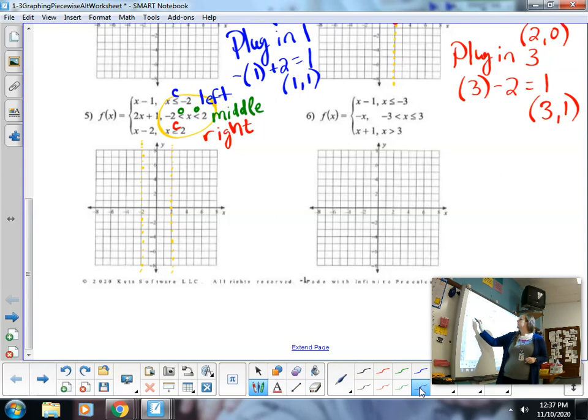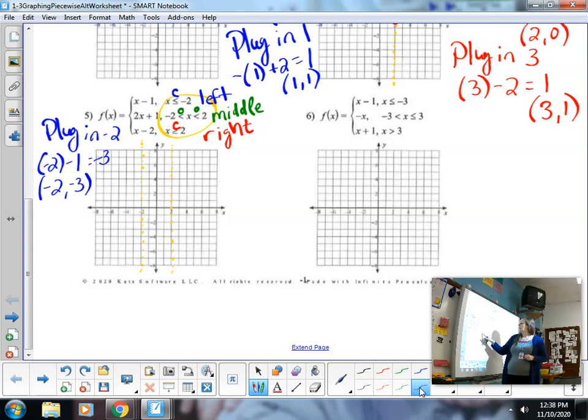So for the left, again, I need to plug in my boundary first, of -2. So that's going to be -2 minus 1, which is -3. So that's the ordered pair -2, -3. That is a closed dot. Notice it is on the boundary.